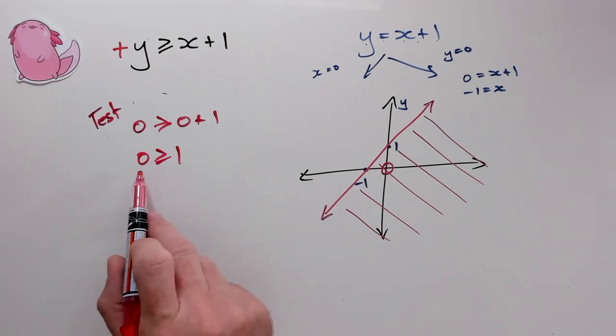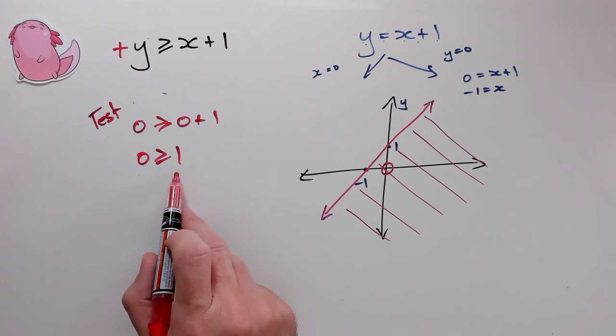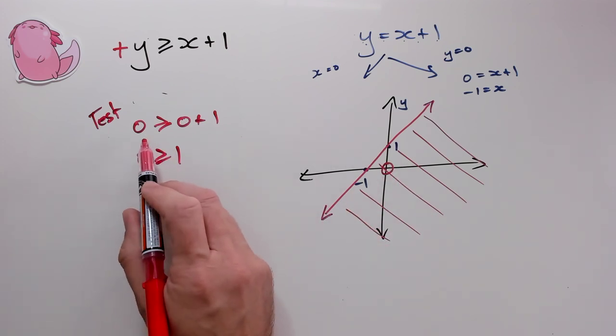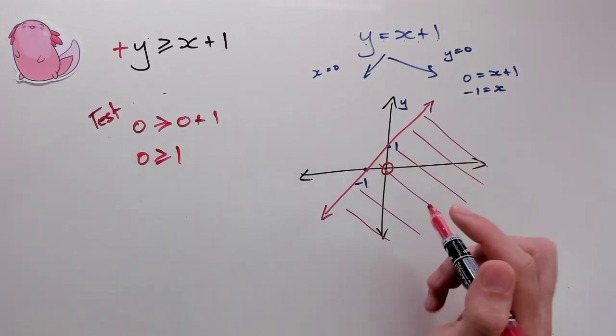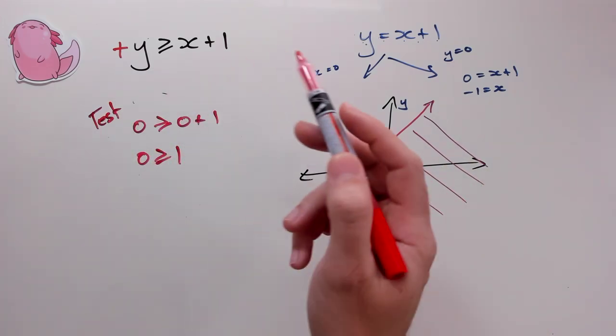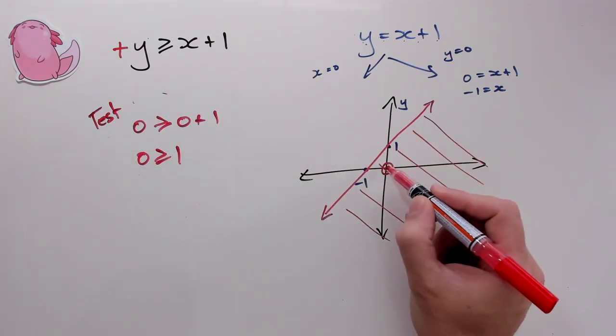So yes, 0 is not bigger than 1. So this point where I chose my coordinate 0, 0 should be in the unshaded area because the inequality is not true. And that's what you can see there.